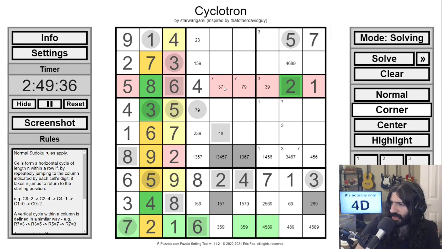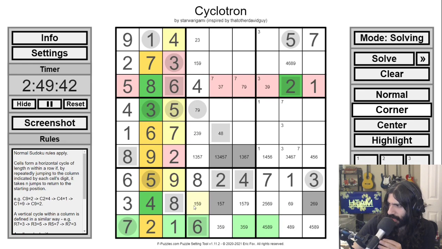If there was a seven there, then row 8, C4 would have to be a 7, but I don't see that square marked with a possible 7. Now, here's the thing.